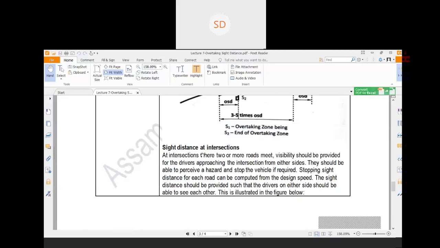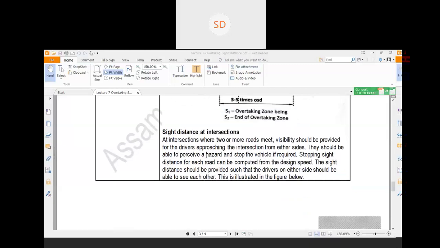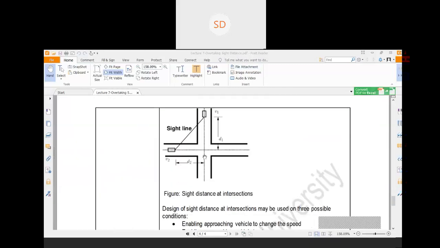Now next is sight distance at intersection. In the intersection also sight distance is required. Suppose that is an intersection, and these two vehicles are approaching that intersection. Now if their view is hindered by local buildings or any other obstruction over there, there would be chances of collision. So for that reason, sight distance is also required at the intersection.